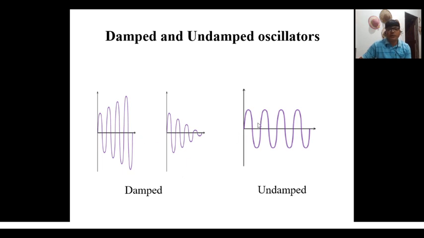Whereas in undamped oscillations, the electrical oscillations have constant amplitude, and the frequency also remains constant as time passes. So this is the difference between damped and undamped oscillations. In damped, the amplitude changes. In undamped, the amplitude remains constant.